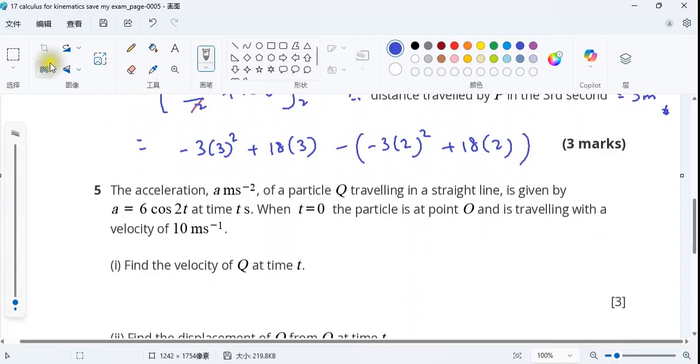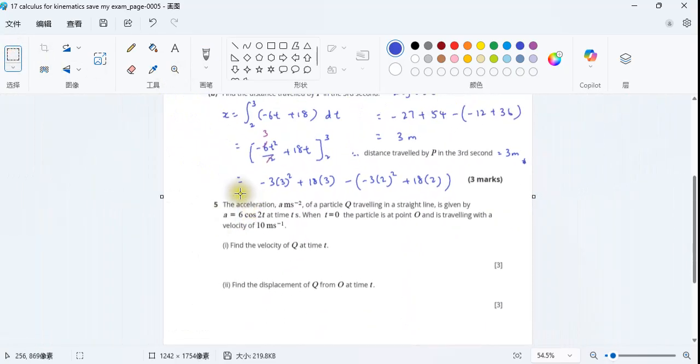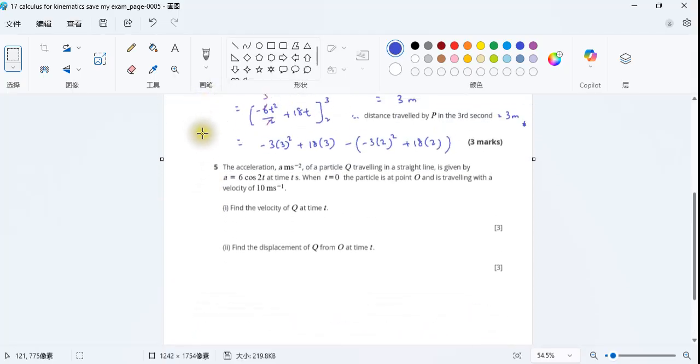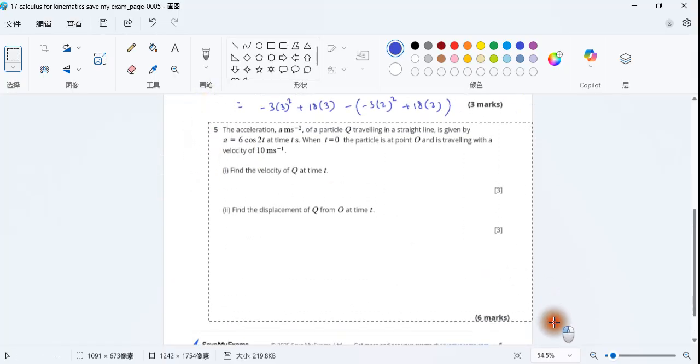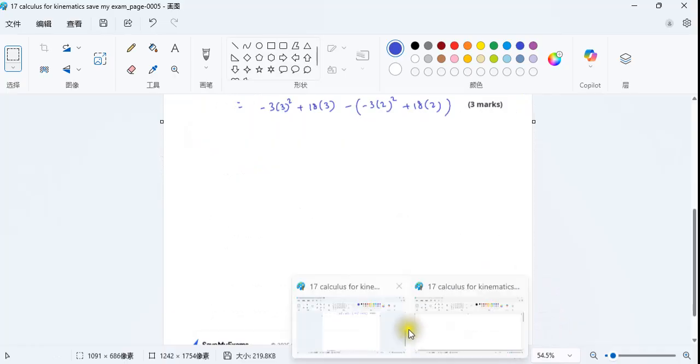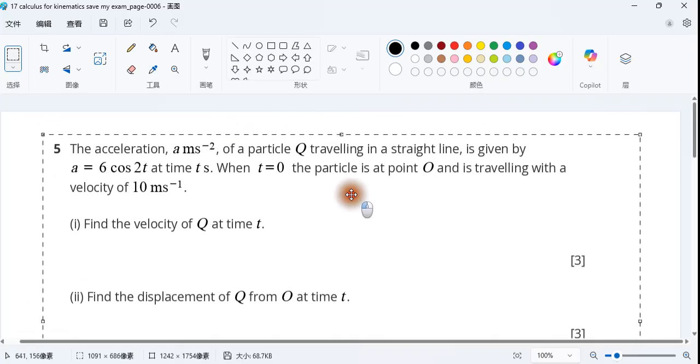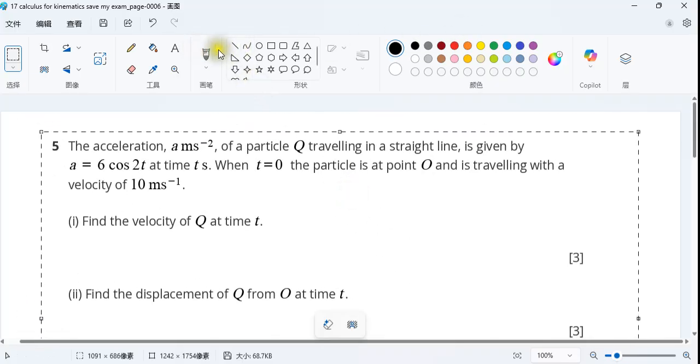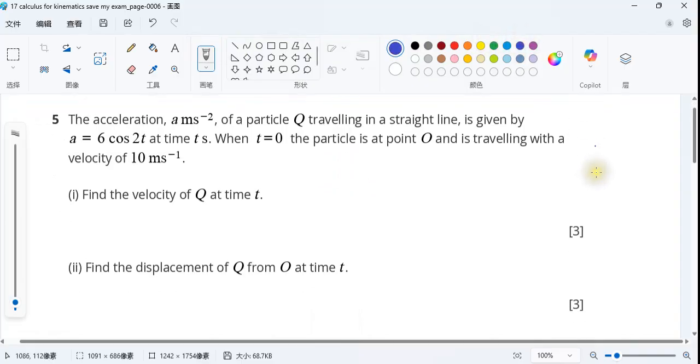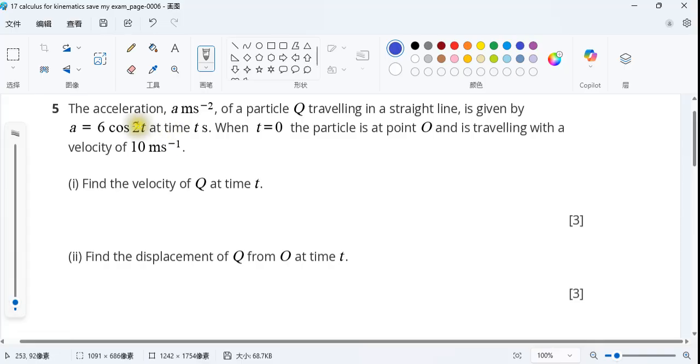Question number 5. Okay. So for question number 5, we do it in the next page here. Acceleration of a particle Q traveling in a straight line is given by a equals 6 cos 2t. When t equals 0, the particle is at point O with a velocity of 10. So find the velocity at time t.